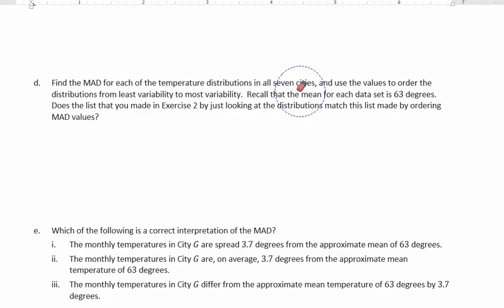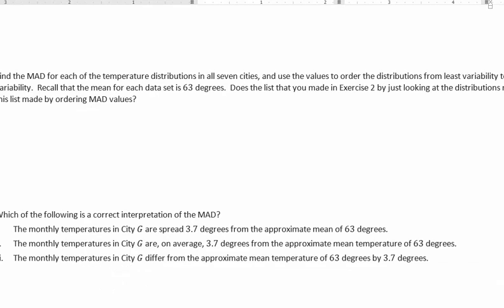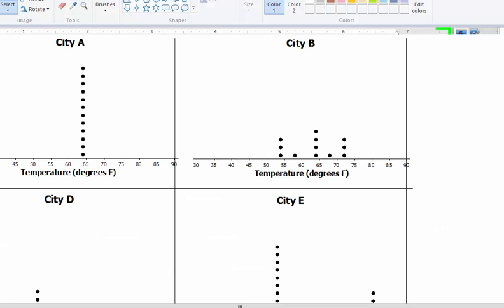I'm going to have to match my data and find their means. So I'm going to pull up those means again so we can refer back to them. Okay, just to save us time, we're only going to be doing 2 to 4 of them. We won't be doing all 7. Alright, so let's look here. So I'm going to find what? The MAD, mean absolute deviation. So my first step is, remember, all of these have a mean of what? They all have a mean of 63 degrees.